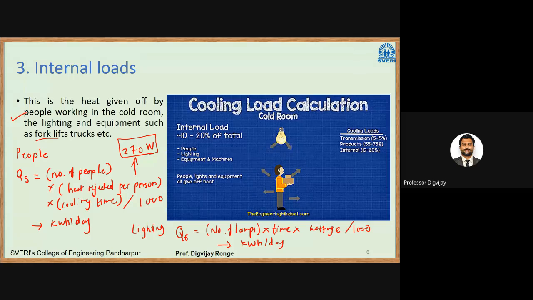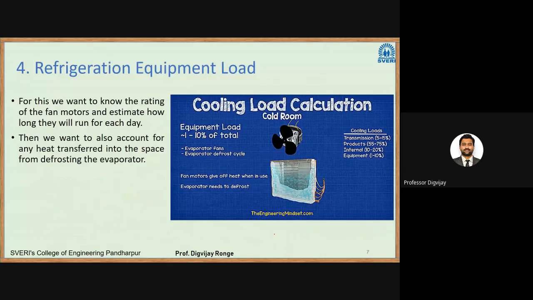Okay, so I hope you have written this. We'll move to the next load. Next is refrigeration equipment load. Obviously, if you are using a refrigeration system, whatever equipment and instruments are inside that refrigeration system will also emit some heat. In a refrigeration system, we have fans, which cause movement of air. These fans have motors. We know that motors emit some heat after continuous use. So that also we have to take into account.